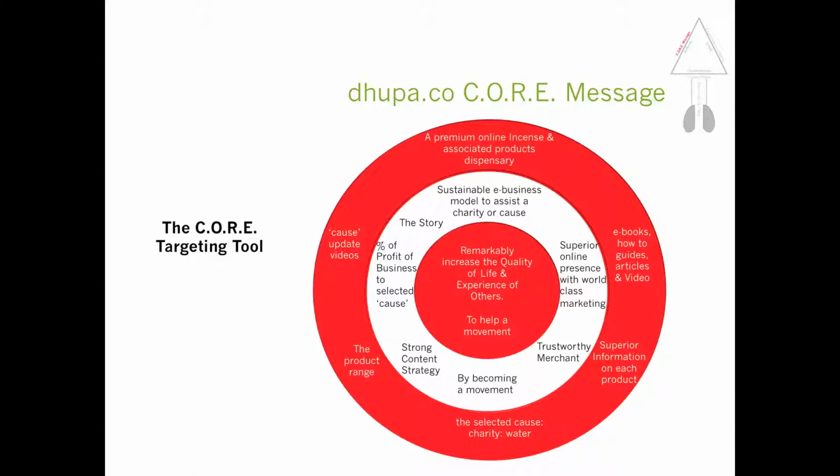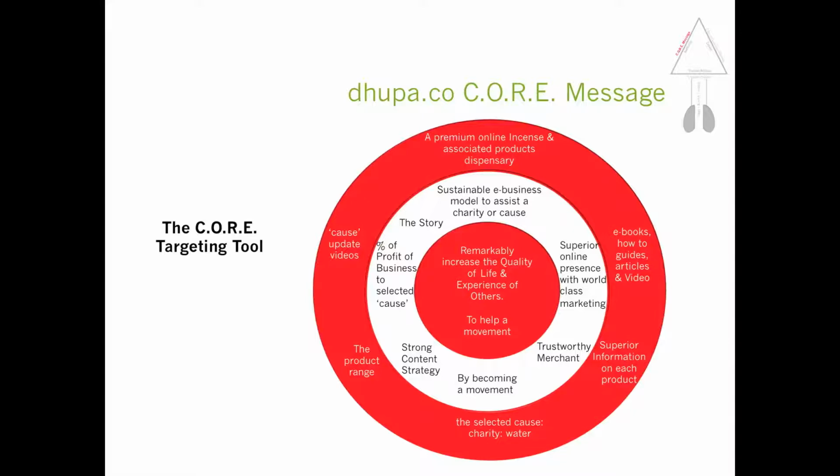The next layer is the how we're going to fulfill that why. So we're going to do that through basically establishing a sustainable e-business model to assist a charity or cause to make that difference. We're going to develop the story so we get people to engage. We're going to allocate a percentage of profit to the business to a selected cause. We'll do it through superior online presence, so a great quality, easy to use website with world-class marketing, needless to say. We'll also be utilizing a trustworthy merchant. It's a key component to ensure that we're minimizing any barriers or addressing any risks from the customer or client's point of view. And we'll be doing it also through a strong content strategy.